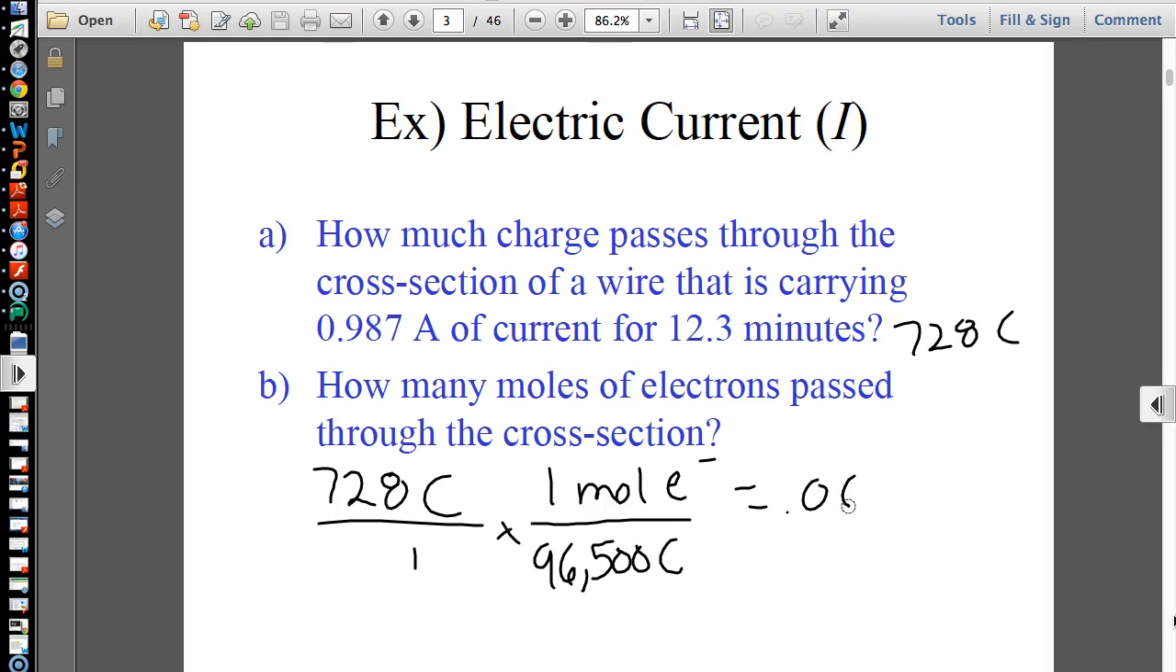0.00755 moles of electrons. When they gave you Faraday's constant on your paper, they didn't make it like a cute little fraction, but it says per mole of electrons, and you guys know that per means divide, and that's a nice little fraction.